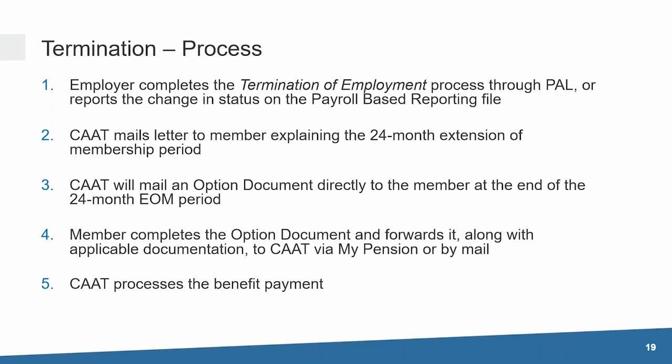At the end of the 24-month extension period, we send the termination option document to the member. The member is responsible to return the completed form along with the required documentation for us to set up payment on the next available payment date. If members do not respond to their option package within 6 months, they will be deemed deferred and will no longer be eligible to transfer their commuted value to a locked-in vehicle. All deferred members will receive deferred annual statements by June 30th.